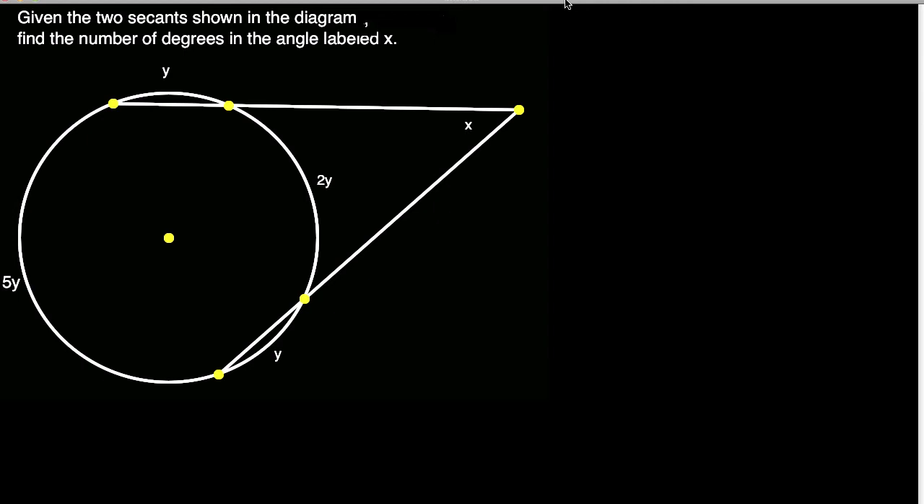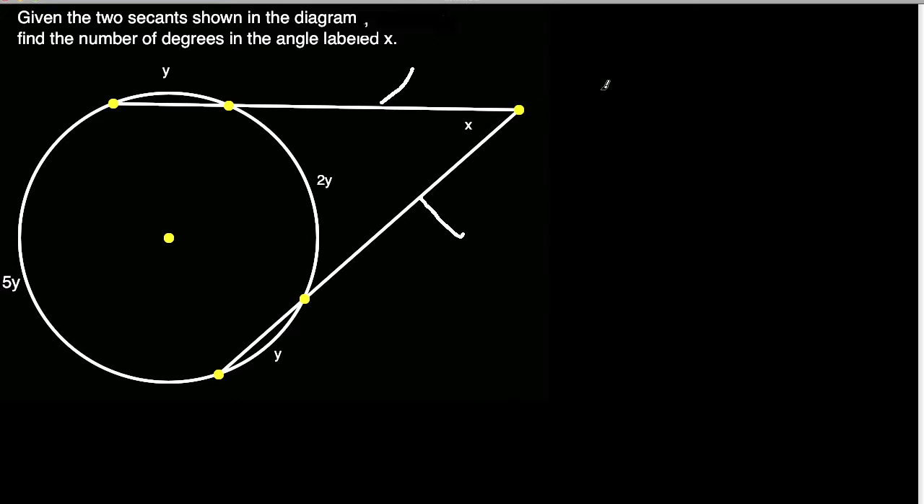I want to solve two more problems that I've assigned as homework problems. And here's the first one. Given the two secants shown in the diagram, so we have a secant right here, and we have a secant right here, find the number of degrees in the angle labeled as x. So that's this angle right here, x.